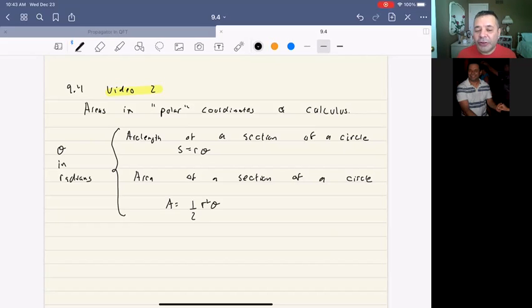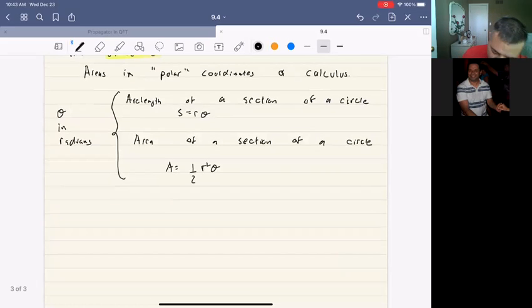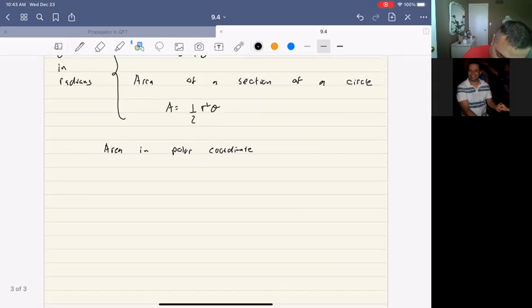Okay, so now, the polar area, or the area in polar coordinates, is basically what we're measuring. It's a little bit different than what we measure in Cartesian. What we're measuring is, if we have some curve here, we're going to measure this area, okay?